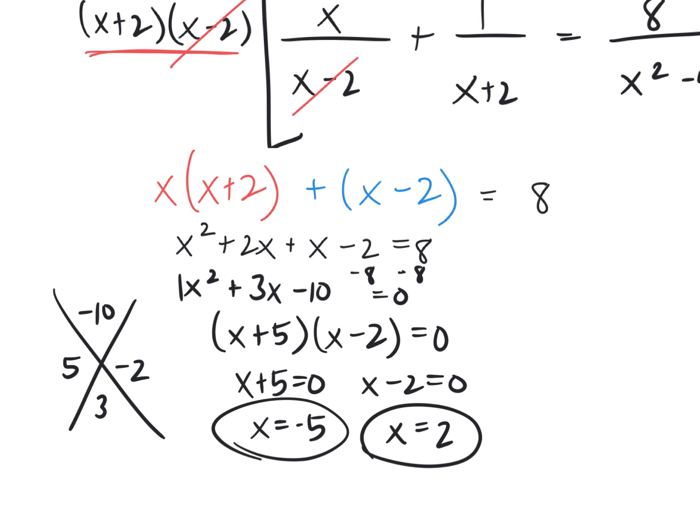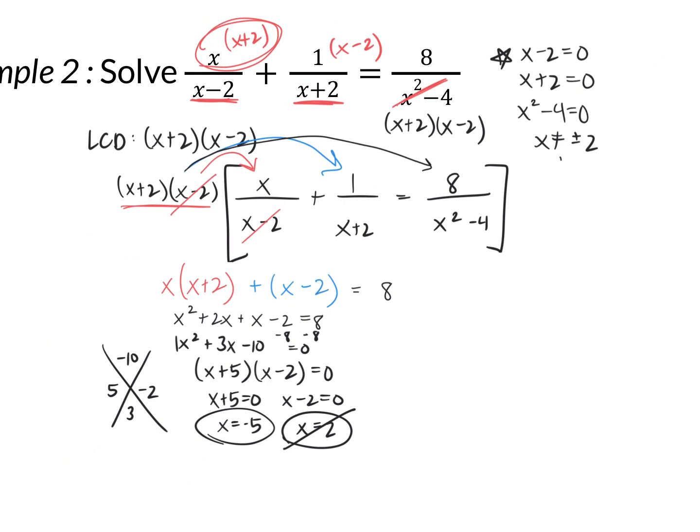However, which one do we have to omit because of above? Yes, we have to omit x equals 2 because of this given fact up here that x cannot equal 2, okay? So your answer for this entire equation, this whole rational function, is x equals -5.